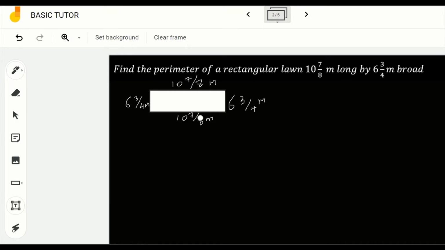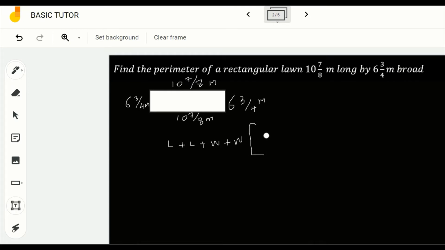If you remember, the perimeter of a rectangle is length plus length plus the width plus the width. So with this we can add all the sides to get the perimeter of this rectangular lawn. So let's get to work now.